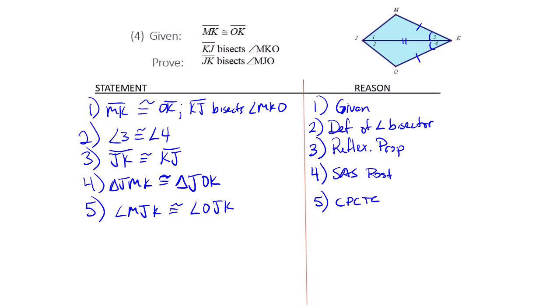All right, and now that we proved that those are congruent, that means that KJ must be the bisector, right? So KJ, or JK, bisects angle MJO, and that's because of the definition of an angle bisector.